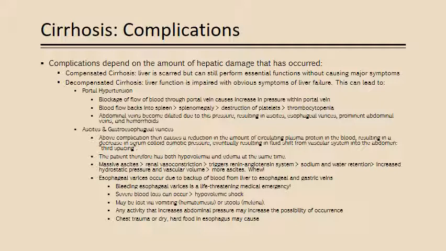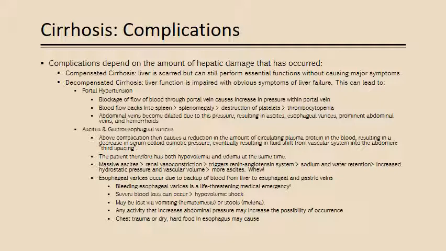Massive ascites can occur, which can result in renal vasoconstriction. So the kidneys get less blood to them. This will trigger that renin-angiotensin system. Then sodium and water get retained, which causes an increase in the hydrostatic pressure and vascular volume, and you get more ascites. So it is a huge, what's called a positive feedback cycle. Not that it's a positive result, but that's what's known as a positive feedback cycle. It just creates its own issue and keeps going.